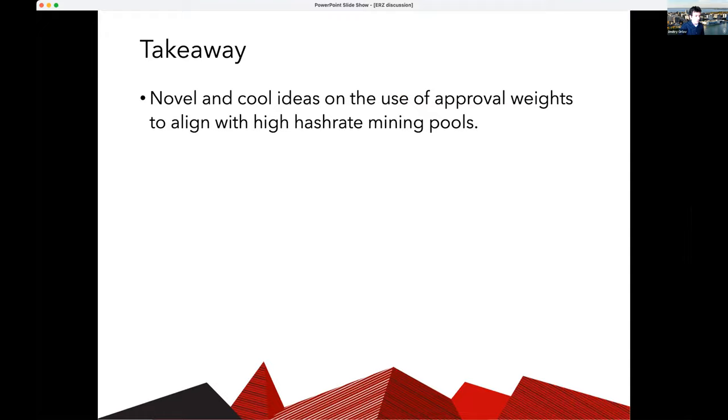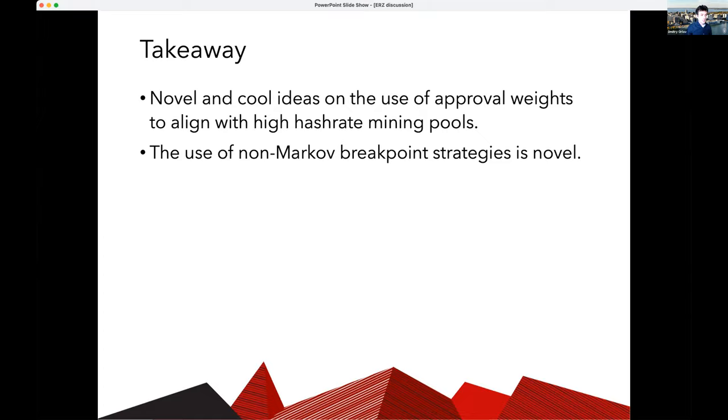So in general, my takeaway is that these are novel and cool ideas to think about approval weights, which align with hash rate and mining pools. It makes intuitive sense that to search for consensus, you want to coordinate on bigger hash rate power. I also think that this non-Markov breakpoint strategy, which Ariel spoke about and I didn't have time to today, is really novel, and I think it's very promising.